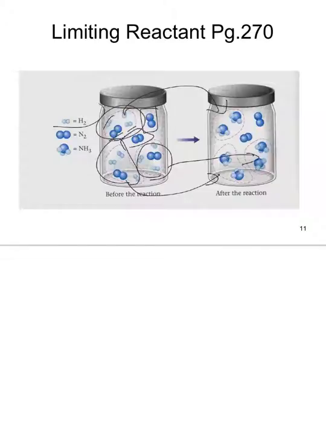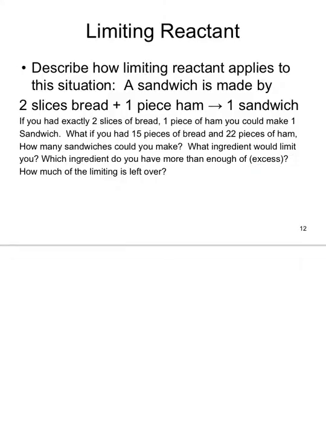In this case, hydrogen would be our limiting reactant, nitrogen would be our excess reactant, and we could calculate how much excess reactant is left over based on the numbers here. So keep this in mind as you're going through and doing the math, keeping the big picture in mind.